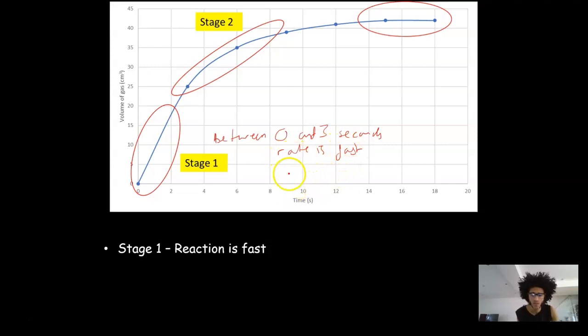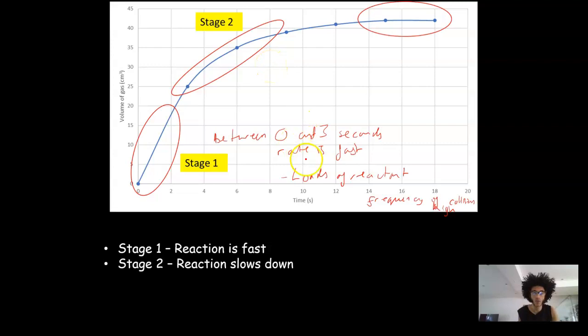Now, the reason why it's so fast at the beginning is because there's loads of reactant. Okay. Now, I'm going to cover the ideas around this later on in collision theory, but for now, I'm just going to mention the basics, which is there's loads of reactant, so the frequency of collisions is high. Sorry, I'm just scribbling it there, but I'll go into more detail later on. So that's basically why. Now, in stage 2, you can see that the line's becoming less steep, which basically means that the reaction's slowing down.